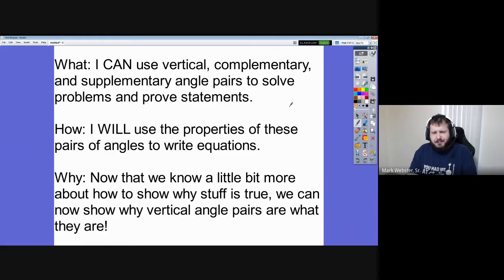And we're going to use a lot of what we did on Wednesday to do the same sort of stuff. Remember back when we first introduced the concept of a vertical angle, I said we're going to treat this as gospel for a little while. We're going to just say, hey, two angles opposite each other on a cross like that, they're the same. Now we're going to show why.